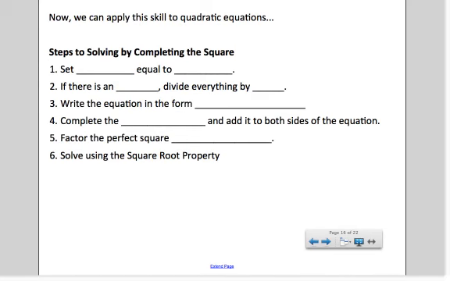Well, now we can apply this skill to a quadratic equation. First, set f of x equal to 0. If there is an a, divide everything by a. Then write the equation in the form x squared plus bx plus blank equals c plus blank. Then complete the square and add it to both sides of the equation. Then factor the perfect square trinomial and then solve using the square root property.